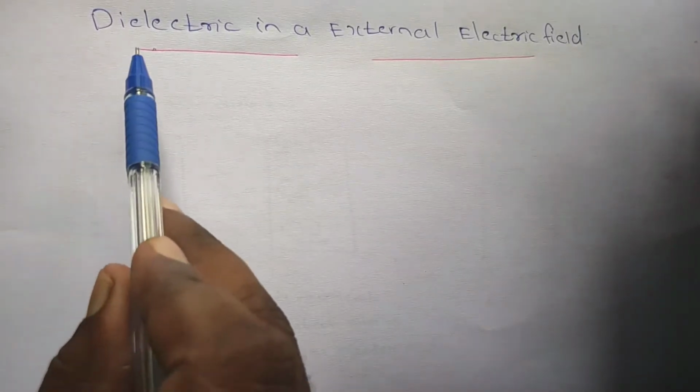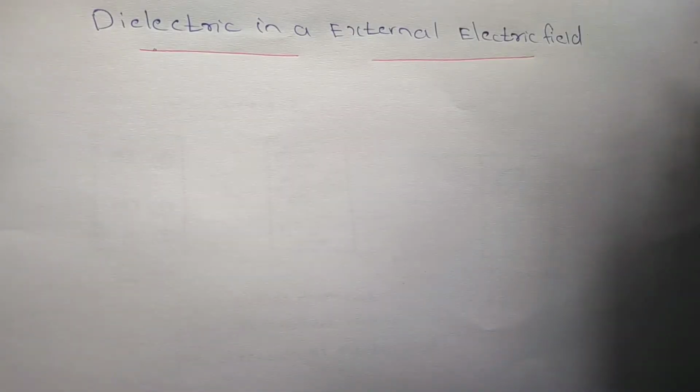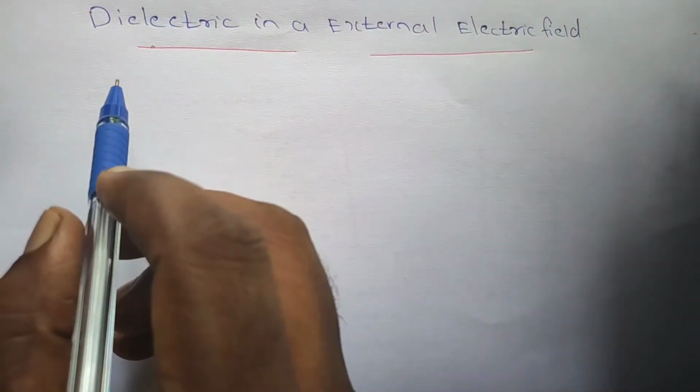In this video we are going to discuss dielectric in an external electric field. In the previous video we discussed what is dielectric, polarization and susceptibility. Now we will study the behavior of a dielectric when an external electric field is applied. We already studied the behavior of a conductor.